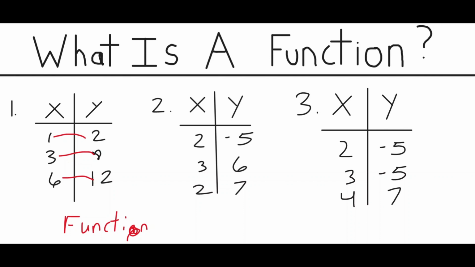Forgive my handwriting. Number 2. Is this a function? Well, let's take a look. For our input, we have 2 is negative 5, 3 is 6, oh, and we have 2 is 7. We have an input of 2 and an output of negative 5. We have an input of 2 and an output of 7. This is not a function.